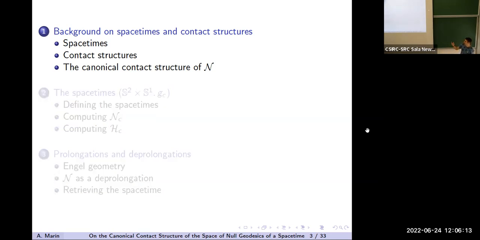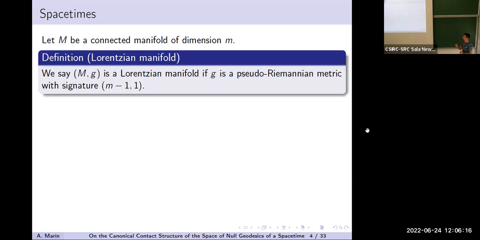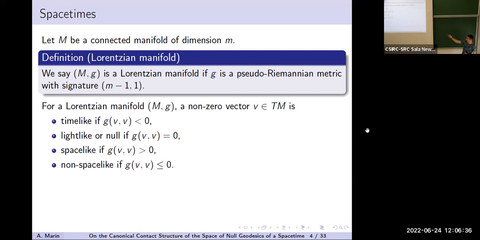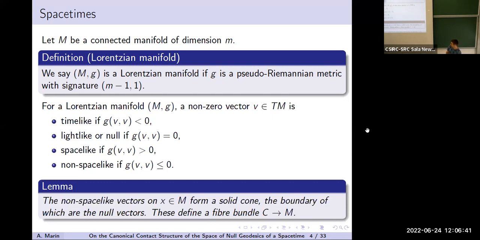So let's start with very baby steps. Recall that a Lorentz manifold is simply an n-dimensional connected differentiable manifold together with a semi-Riemannian metric that has n-1 positive directions at every point and 1 negative direction. Recall also that any non-zero tangent vector can be classified via how it behaves under the metric, like this, and also that the set of non-space-like vectors forms a bundle of solid cones, and that the boundary of these cones are exactly the null or light-like vectors, which we're going to be interested in.